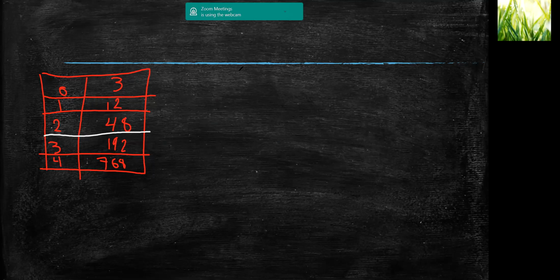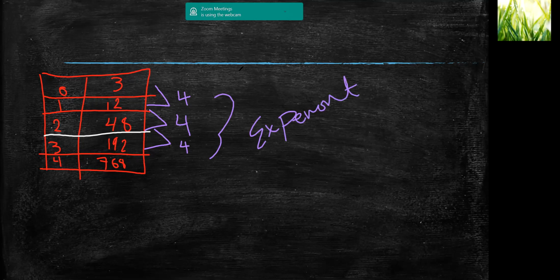12 divided by 3 is 4. 48 divided by 12 is 4. 192 divided by 48 will be 4. So we said it is an exponential function.